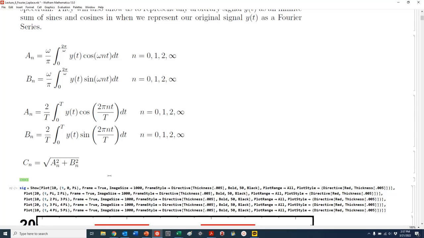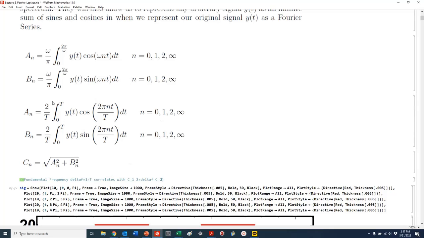fundamental frequency. So your fundamental frequency, or your delta f, is going to be equal to 1 over your period. That is the lowest frequency in your signal. And that fundamental frequency correlates with the first harmonic, so C sub 1. The second harmonic will be 2 times delta f, and that'll be C sub 2, and so on and so forth.